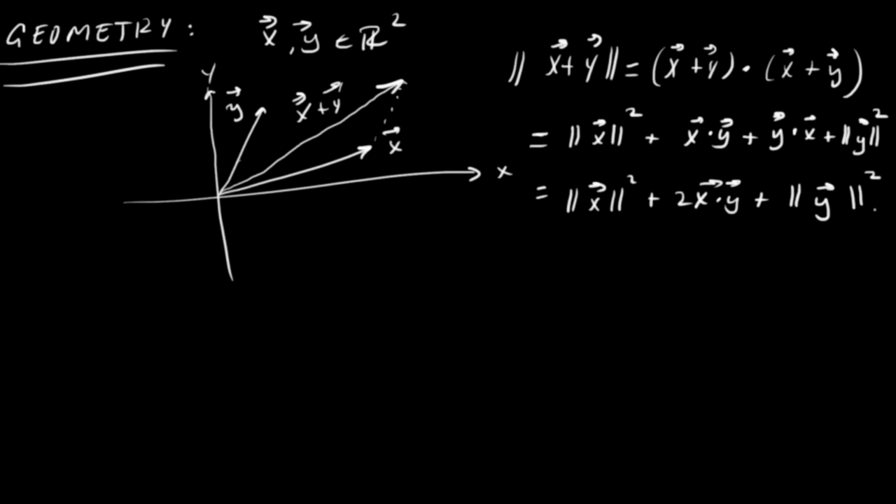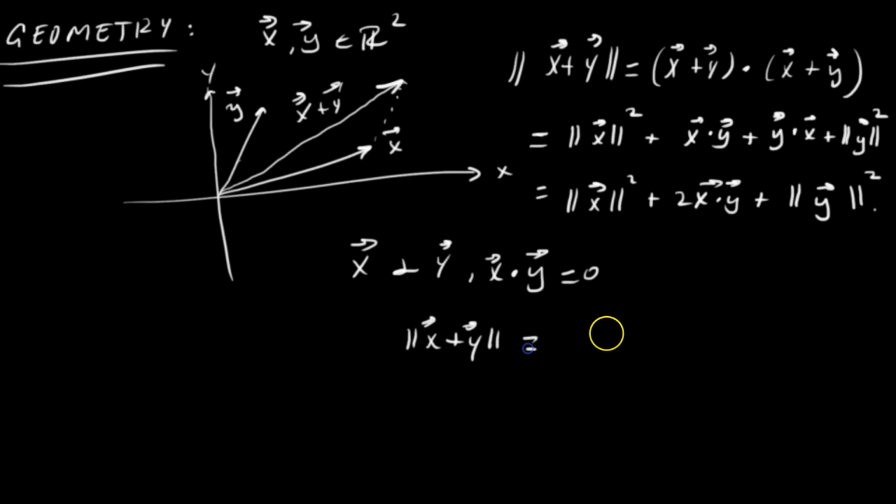Okay? So let's go back to the case where x and y are perpendicular. If x is perpendicular to y, then we know that their dot product is 0, remember from before. So then the magnitude of x plus y squared reduces to just the magnitude of x squared plus the magnitude of y squared, right? Since the dot product is 0.